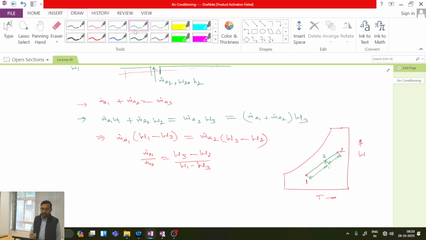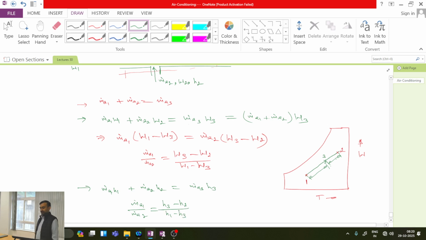Similar will be true for the enthalpy equation also, because what will be my enthalpy equation? m dot A1 H1 plus m dot A2 H2 equals m dot A3 H3. When you do the replacement, simply you will get m dot A1 by m dot A2 is equal to H3 minus H2 divided by H1 minus H3. Is this part clear? Does anyone have any doubt about this?